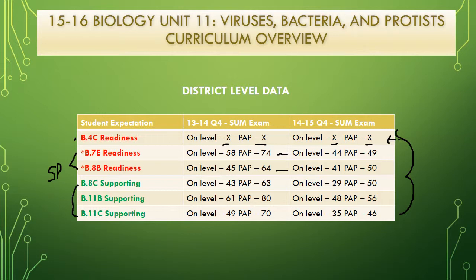So this is one of those units we definitely have to make sure the students understand the differences, to understand the comparison and contrast between bacteria, protists, viruses, and their different methods of replication, reproducing, and how they fit within the kingdoms. So this is one of those units that we're going to put a lot of emphasis on based off of looking at our data and how we performed over the previous years.